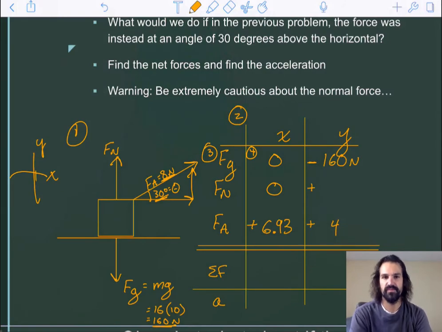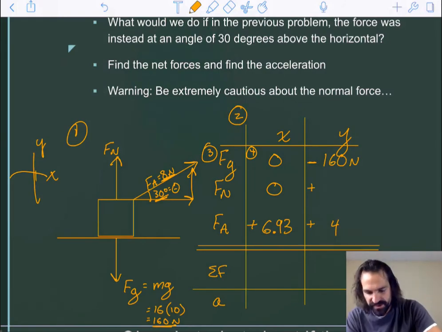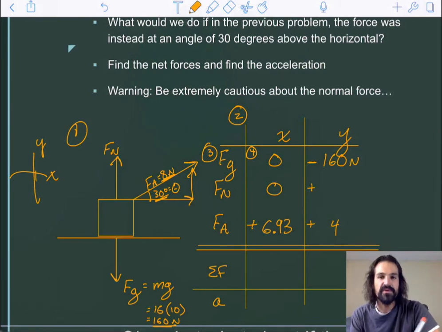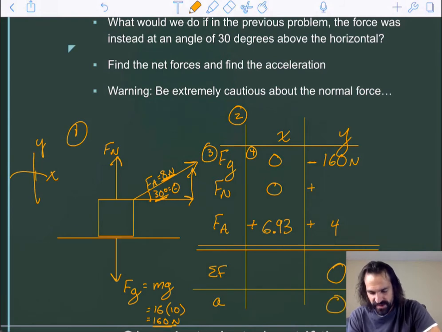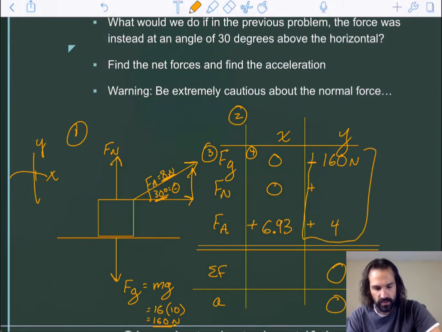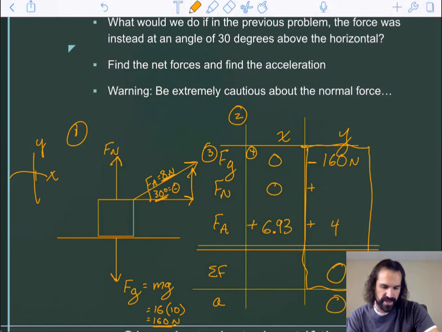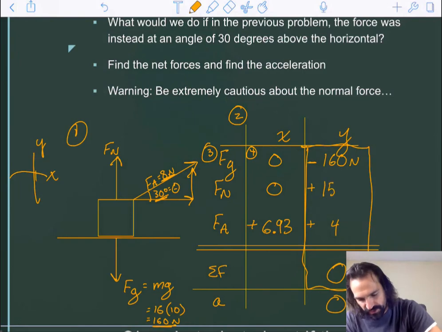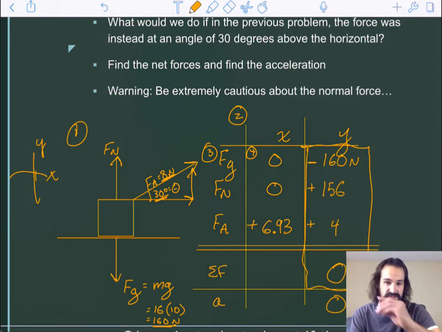So it's not getting lifted off the table, which means the table does have to support it. So this isn't going to be 0. It's not going to fly off the table, which means that it's not going to accelerate vertically, which means the net force vertical, net force y, is going to be 0. So if we know net force y is 0, we only have one unknown value in this vertical category. So negative 160 plus question mark plus 4 equals 0, because net force is the sum of all forces along that axis. So this has to be, by a little bit of math, 156 newtons upwards.